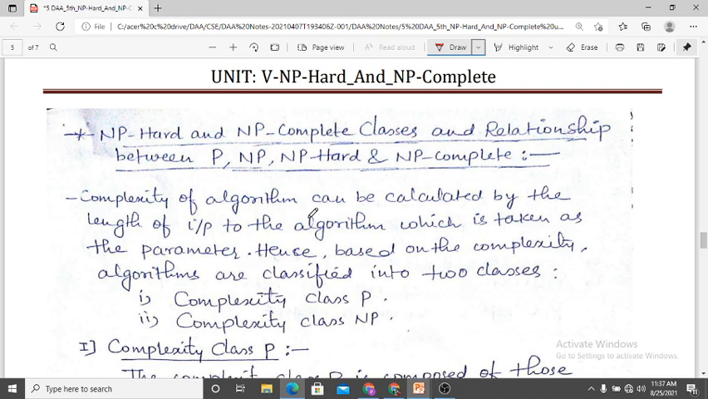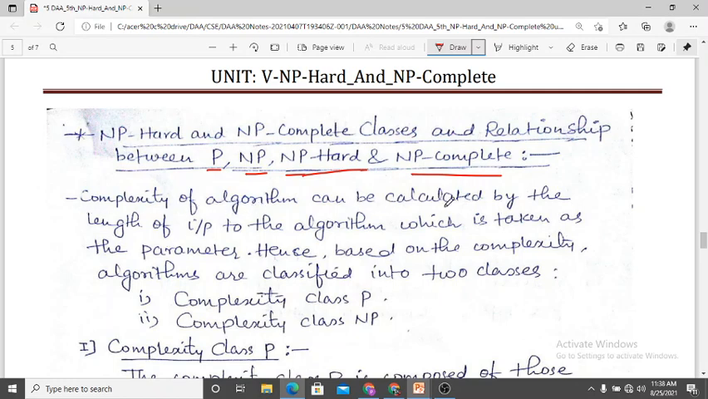So here we will see the NP-hard and NP-complete classes, and the relationship between P, NP, NP-hard and NP-complete. All these things we are going to see, and how we can express the relationship.